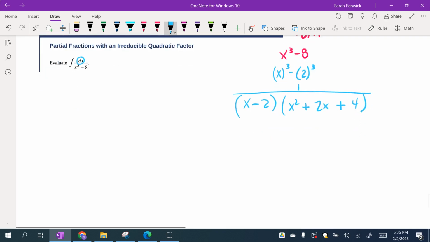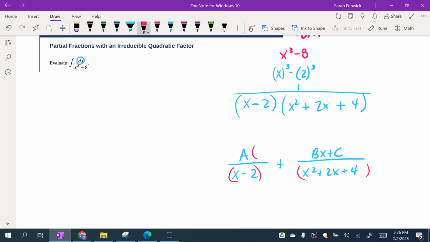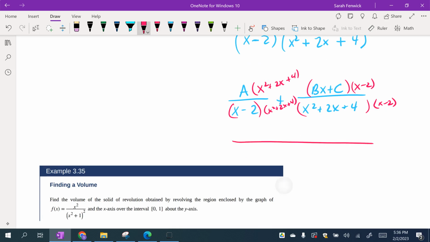Okay, so if I break this up into x minus 2, that's linear, so it gets a constant. And x squared plus 2x plus 4 is quadratic. It does not break down. So that's got a bx plus c on top. I'm going to multiply by x squared plus 2x plus 4 here, and by x minus 2 here. All right. Algebra for the win.